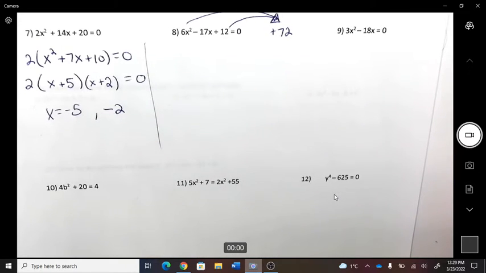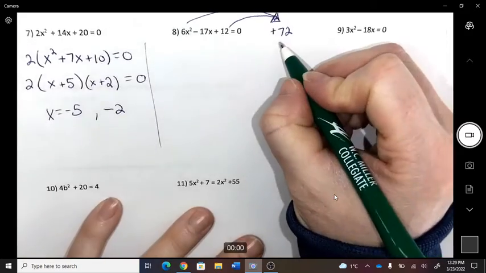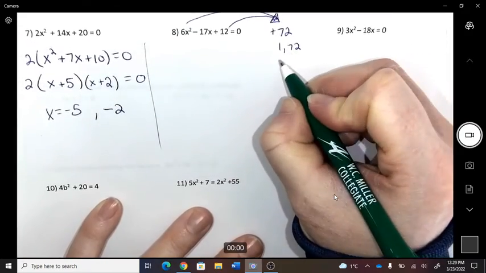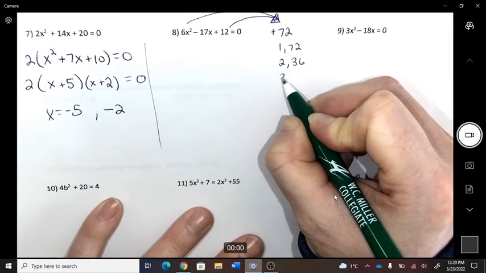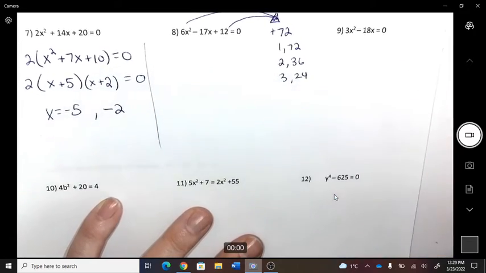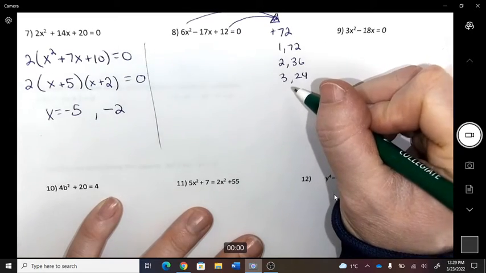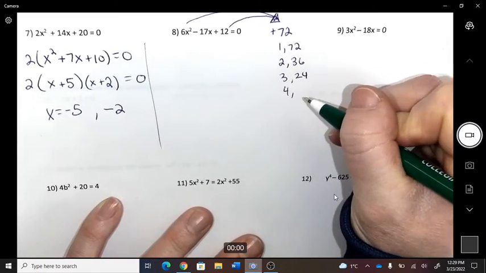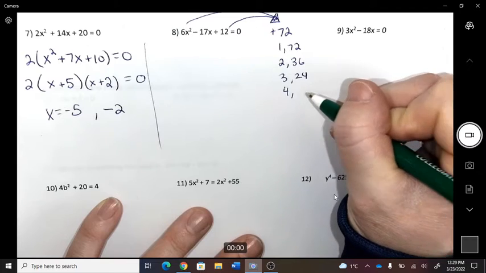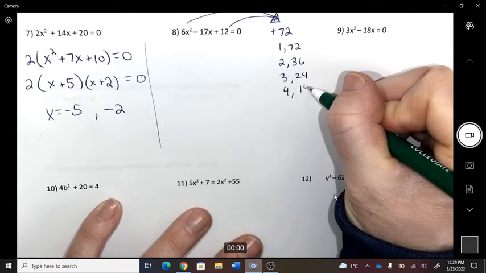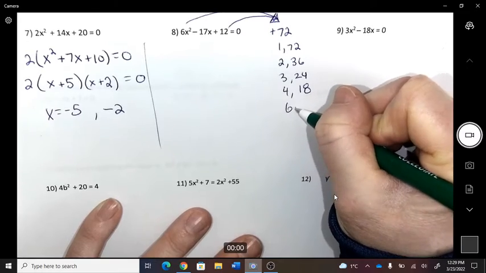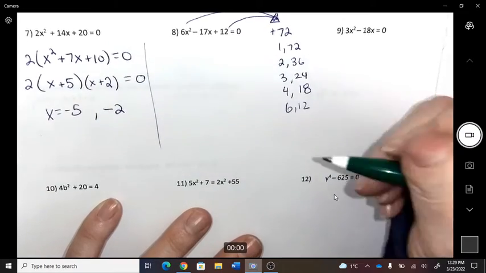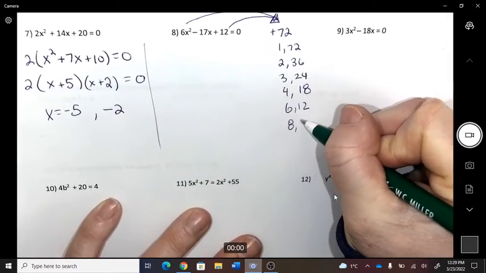So here's the options for 72. 1 and 72, 2 times 36, 3 times 24, 4, is it divisible by 4? 4 times, anybody? How about, is it 18? Yeah. 6 times 12, because we already had that one. And then 8 times 9, right?